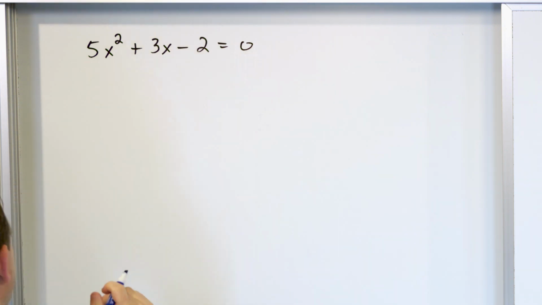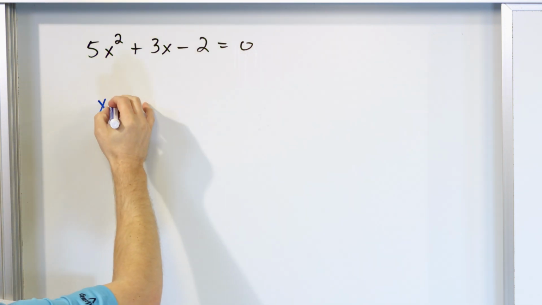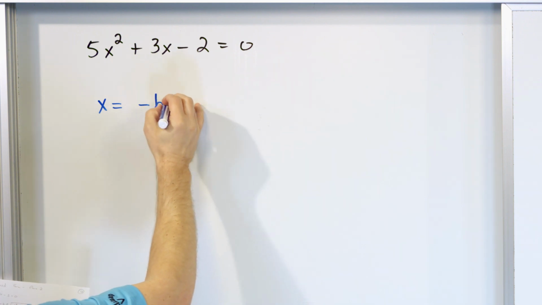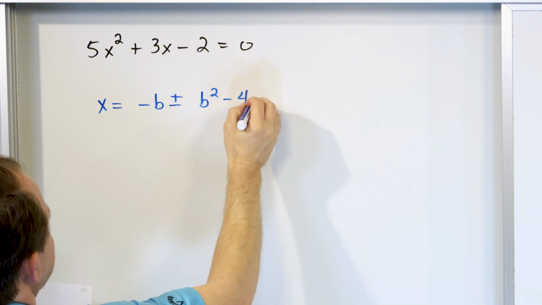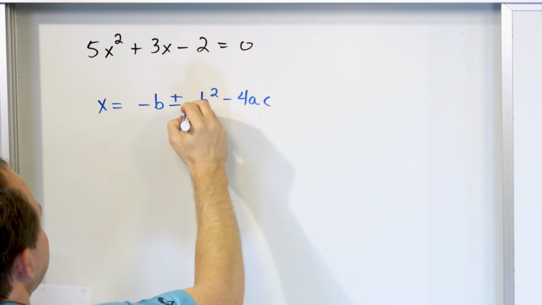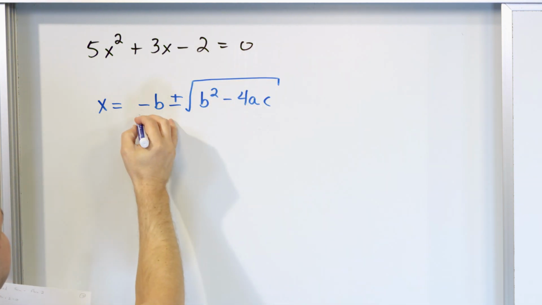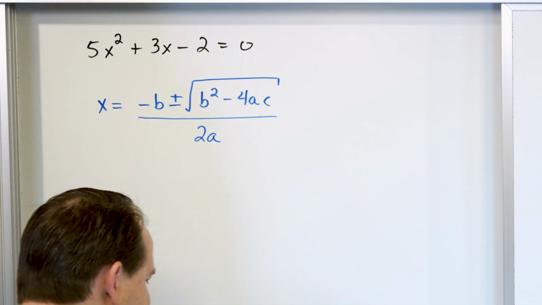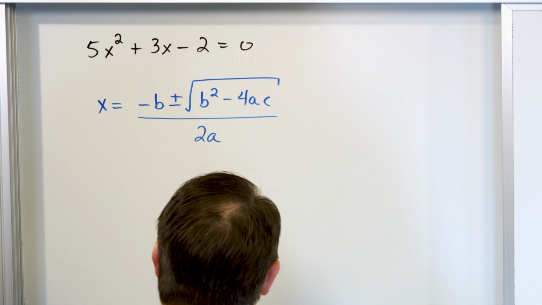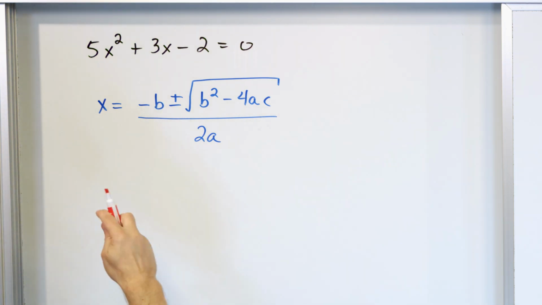And I always recommend that we write the quadratic formula every single problem we do. Negative b plus or minus, and the way I do it here is b squared minus 4 times a times c. Once I have that written down, then I put the square root around it so I don't mess that up. And then on the bottom, it's 2 times a. And so at this point, all you have to do is identify again what a and b and c are and just put them into the correct location.